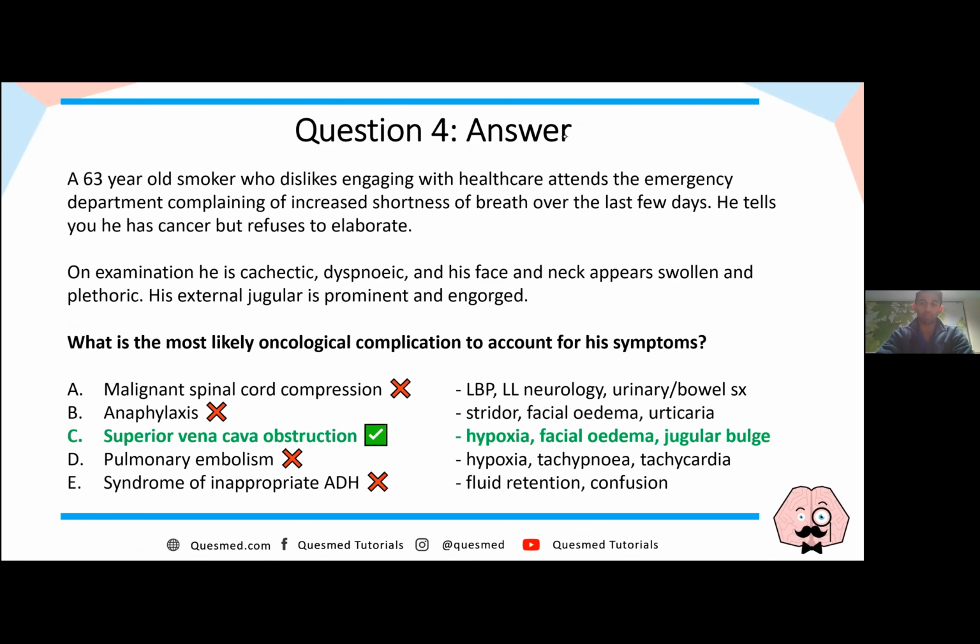Oh, perfect. You all got that one. Excellent. Just quickly, we'll run through the symptoms of the other options. So metastatic spinal cord compression, what you're looking for is lower back pain, lower limb neurology, and urinary or bowel symptoms. Okay, and if it's compression of the spinal cord itself, you will get mixed motor neuron signs. So lower motor neuron signs at the level of compression, and then upper motor neuron signs below the level of compression. And that's usually for cervical or thoracic metastatic disease.